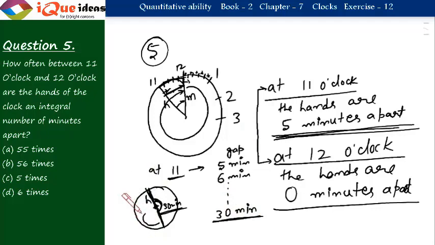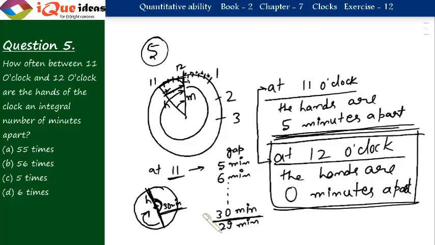Now, what will happen after that? After that, the minute hand will start closing in, getting closer to our hand, right? In that case, the gap in terms of minutes will keep on reducing. So it will become 29 minutes. And in the end, at 12 o'clock, we have already seen that the gap is going to be 0 minutes. So it will go up to 0 minutes.